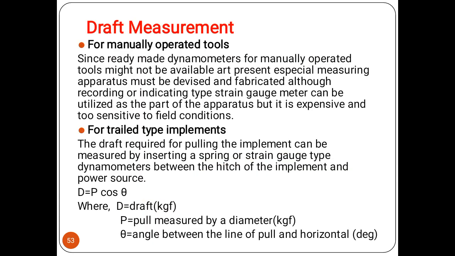Now the draft measurement is for manually operated tools. We measure it with the help of a dynamometer, and sometimes a strain gauge meter can be utilized as part of the apparatus, but it is expensive and too sensitive to field conditions. For drill type implements, the draft required for pulling the implement can be measured by inserting a spring or strain gauge type dynamometer between the hitch of the implement. And this draft is equal to P cos theta. This is the formula to find out the draft.